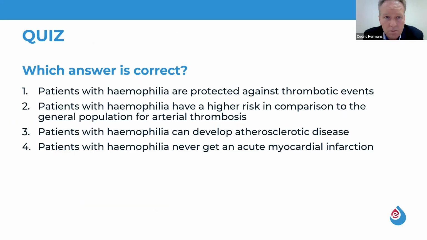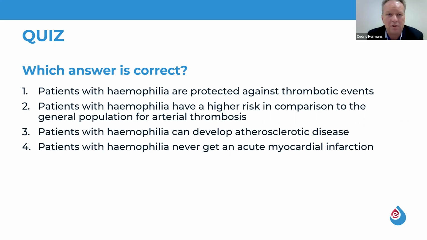But this brings me to a question. One of these four statements is correct. Patients with hemophilia are protected against thrombotic events. Patients with hemophilia have a high risk when compared to the general population for arterial thrombosis. Patients with hemophilia can develop atherosclerotic disease. And the last one is patients with hemophilia never get an acute myocardial infarction. So which is the right answer?